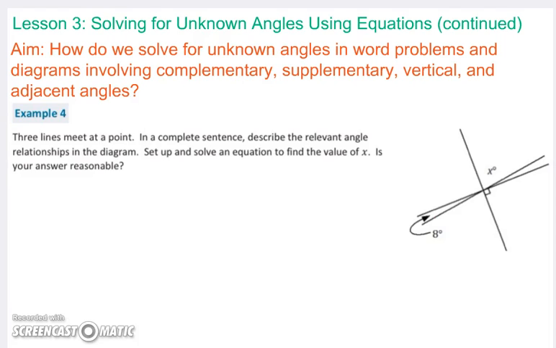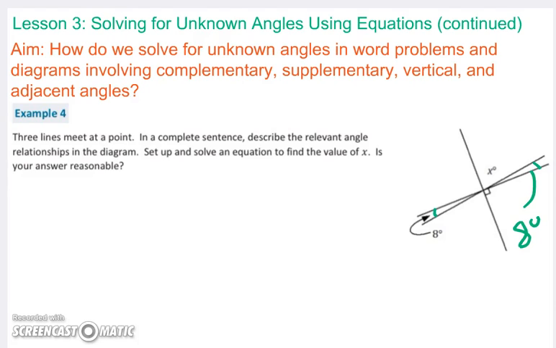Before we jump into anything, x and 8 have no relationship between them. So we can't say they're vertical, we can't say they're adjacent. They're not sharing a common side, and they are not opposite each other. But we do see that 8 does have a vertical angle right over here. So this angle is vertical, which means that this one must also be 8 degrees. Now we have a relationship here. It looks like angle x and angle 8 are now adjacent.